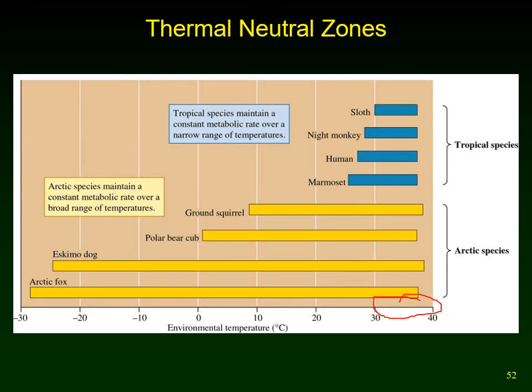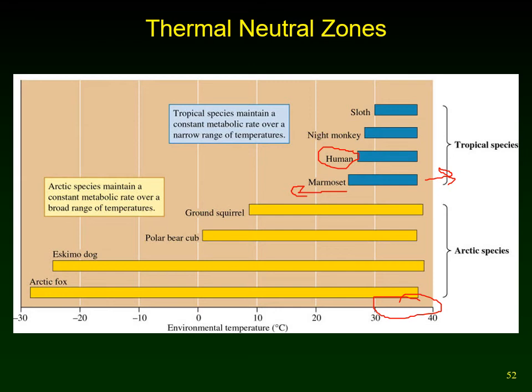However, if we look at the tropical species, they don't go far out of that range. The tropical species have a fairly narrow thermal neutral zone, and if you get lower temperatures than that thermal neutral zone or higher temperatures than that thermal neutral zone, they have to increase their metabolic rate, change what they're doing physiologically so that they are still able to survive in those temperatures. And that includes us. We are a tropical species. We evolved in a tropical environment.